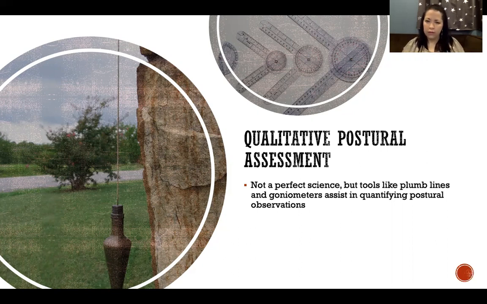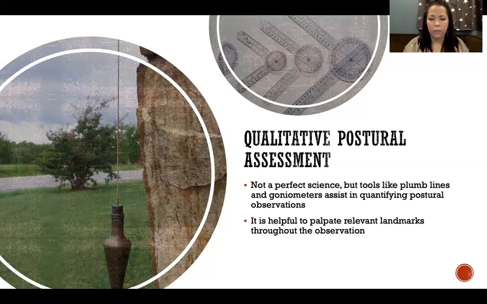Goniometer is what you see in that top picture there. It's just really inexpensive, really easy to use, like $5 on Amazon. It's two pieces of plastic that, as you can see, are kind of hinged together. And so you can use that to measure joint angles. So it's a way to quantify joint angles while you're doing a qualitative postural assessment.